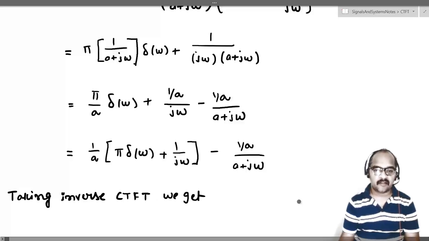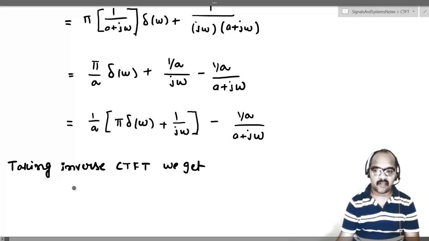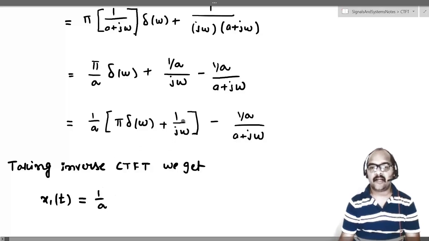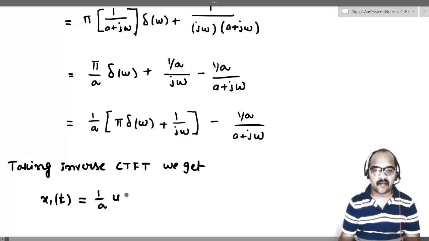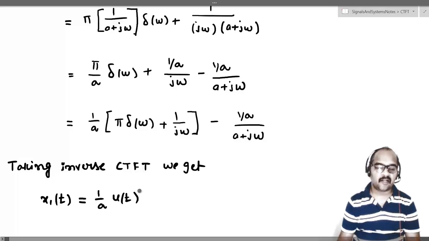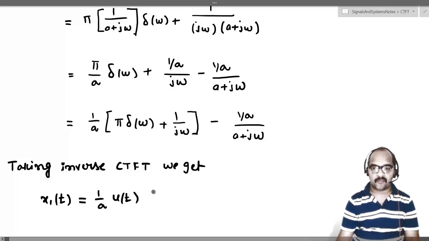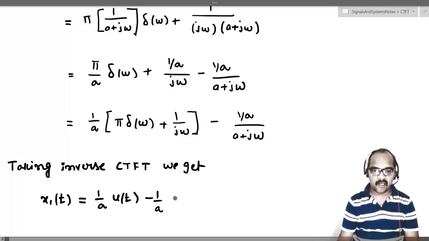We get x1 of t. So this is completely X1 of j omega. So what will happen? We get x1 of t is equal to how much here? X1 of t would be equal to 1 by a. So which signal will have pi delta of omega plus 1 by j omega? We know that u of t will have that as the Fourier transform. Again minus 1 by a, and which signal will have 1 by a plus j omega as a Fourier transform? E power minus a t u of t.